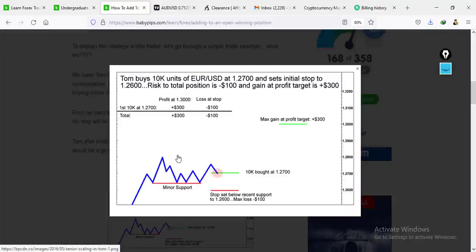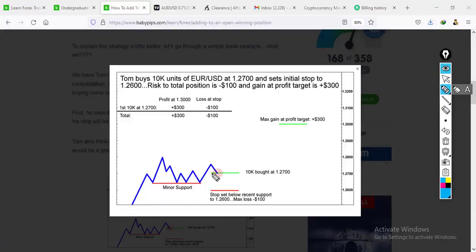So what did Tom do? Tom decides to buy 10,000 units of Euro USD at 1.2700 and sets his initial stop to 1.2600, risking $100, and with a profit gain of $300 in sight. Okay, so you are seeing the chart very well, but let me just draw. He entered the market here and he's targeting 300 pips, and at $300, risking $100 in total. And this is a 1-to-3 risk to reward ratio.